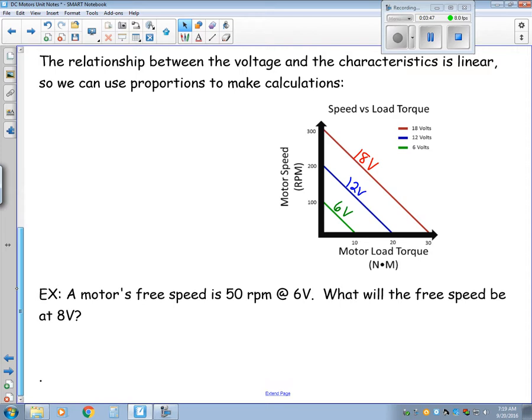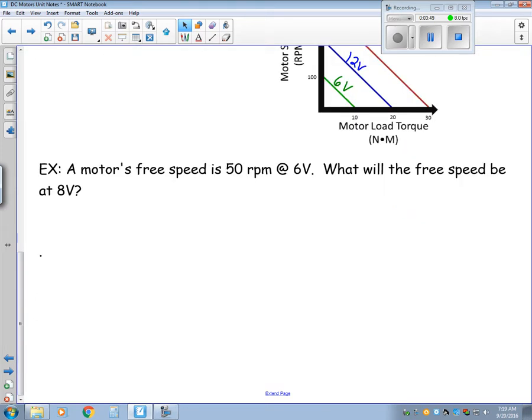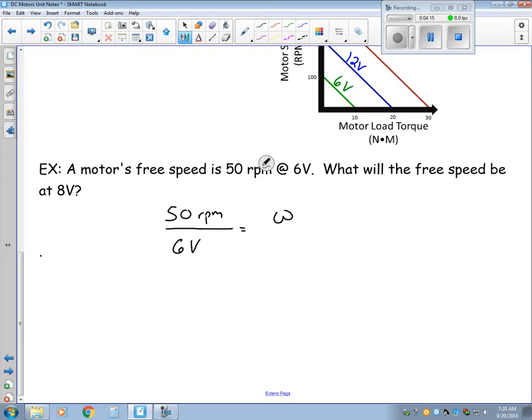So as an example, we have a motor whose free speed is 50 RPMs at 6 volts. What would the free speed be at 8 volts? And to answer this, we can just set up a simple proportion. So we have 50 RPMs at 6 volts, and we want to find out the new free speed at 8 volts.